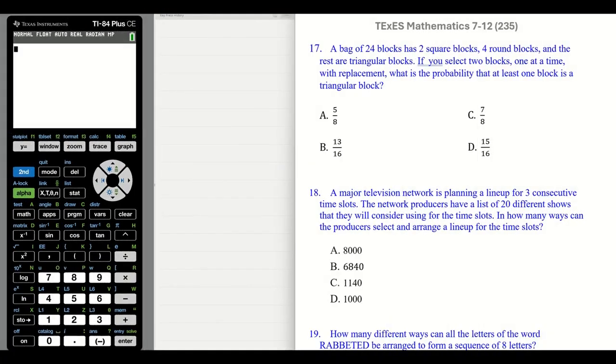Number 17. A bag of 24 blocks has 2 square blocks, 4 round blocks, and the rest are triangular blocks. If you select 2 blocks one at a time with replacement, what is the probability that at least one block is a rectangular block? Okay, let's see what we have here.